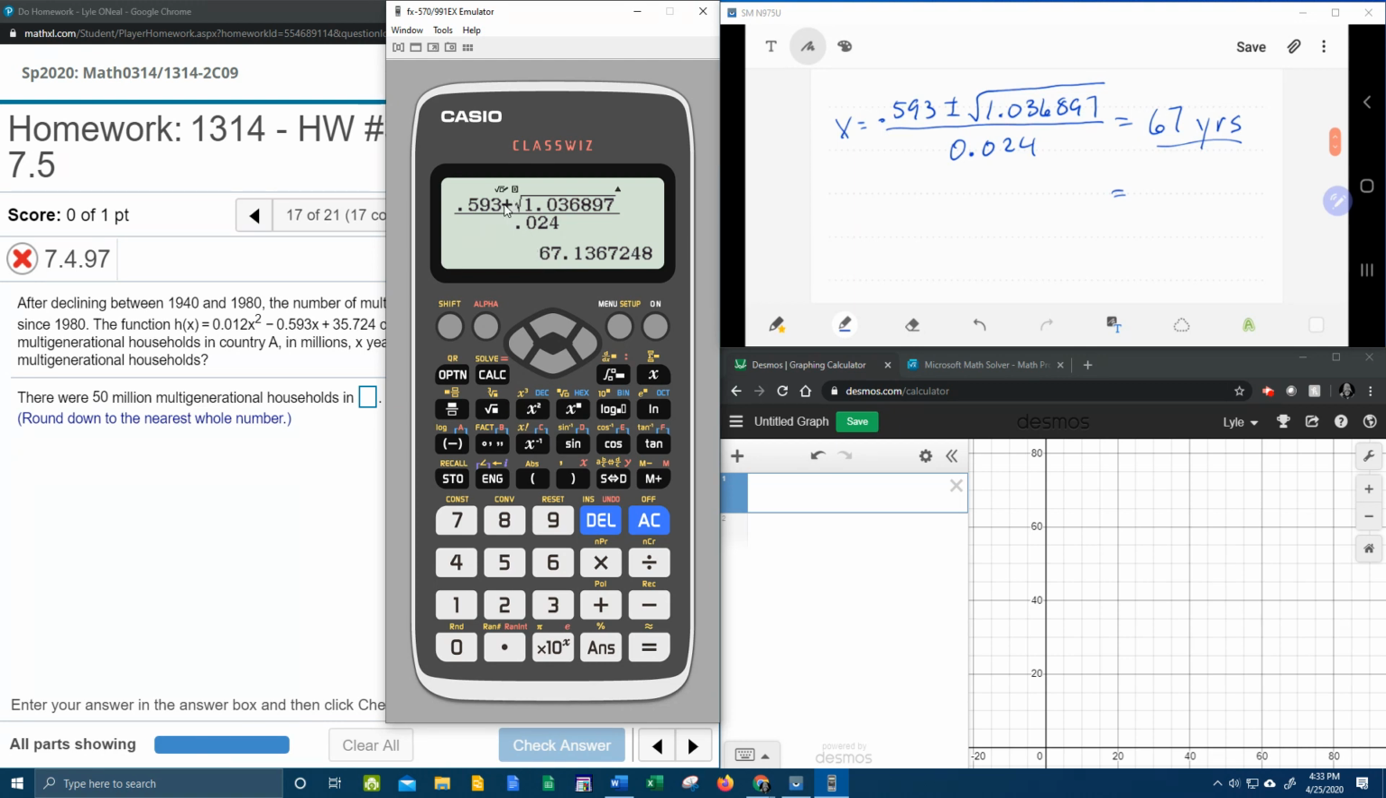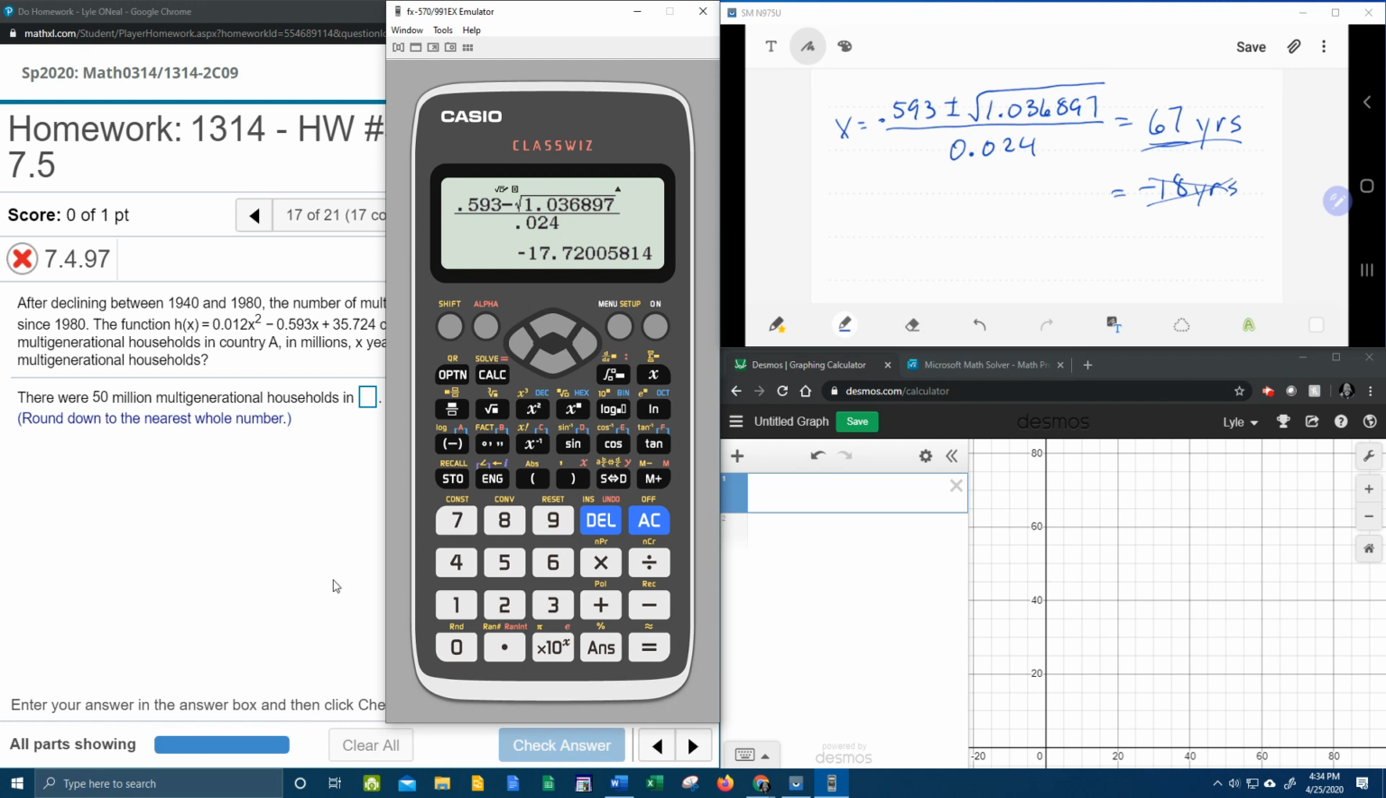And then we need to go back and do the minus. So the easiest way to do that is just to scroll back until you get to the plus and hit delete, which is right here, and put minus. And that is negative 17.7, which is going to round up to negative 18. Okay, but does it make any sense to have negative time? In this case, no. The negative 18 doesn't count. So that is 67 years that it's going to take to get to 50 million multi-generational households, okay?